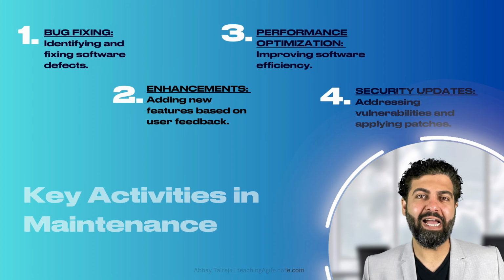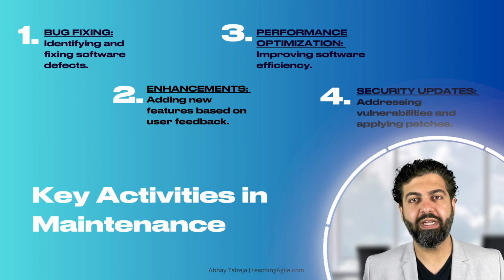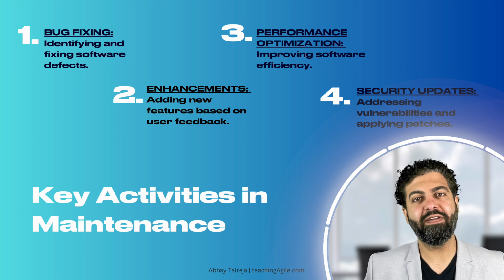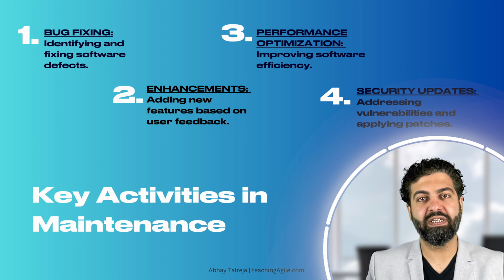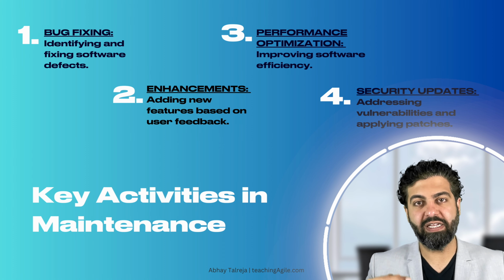Let us look at the key activities that you do in maintenance phase. The prime and the most important one is your bug fixing. So if you identify any bugs in your system, this is the place where you start phasing those bug fixes out in a probably bi-weekly or a monthly release so that your software gets better every day.